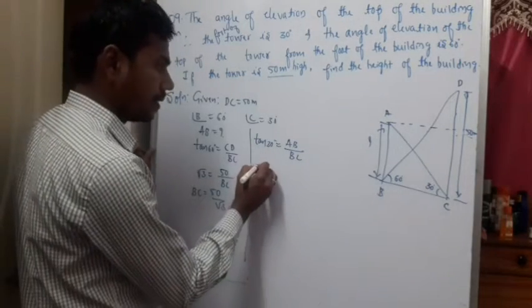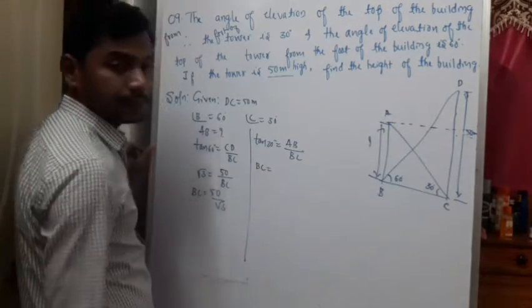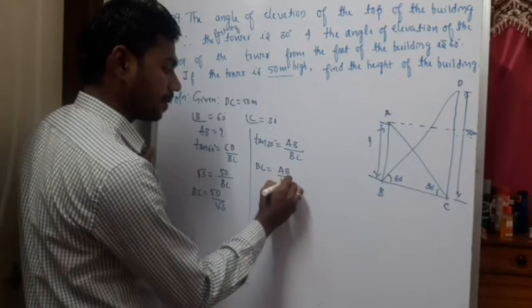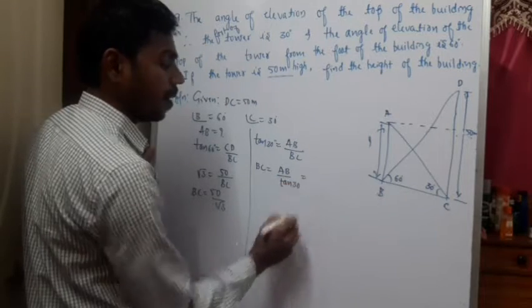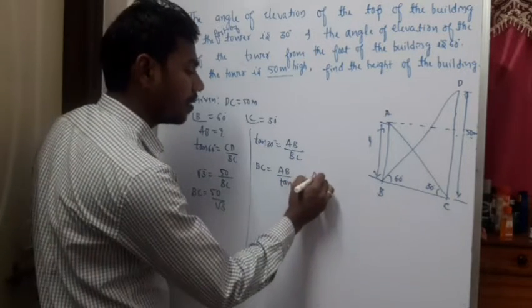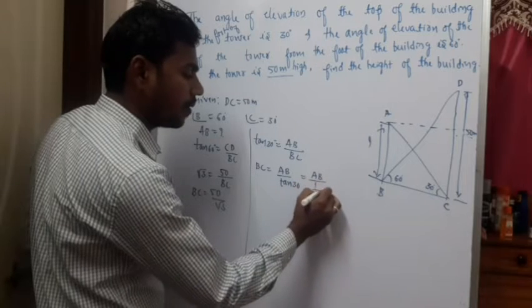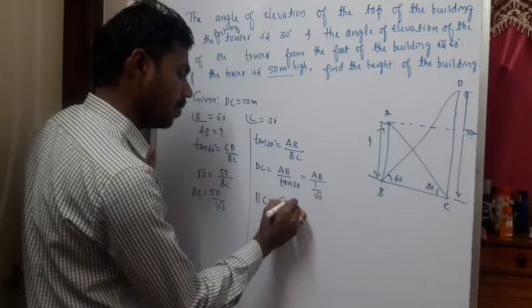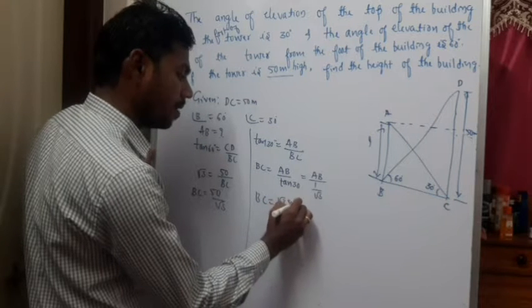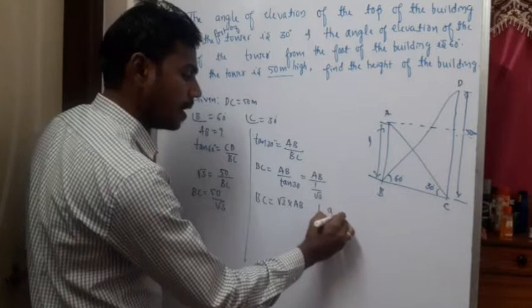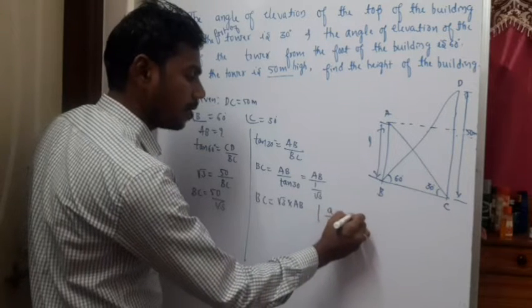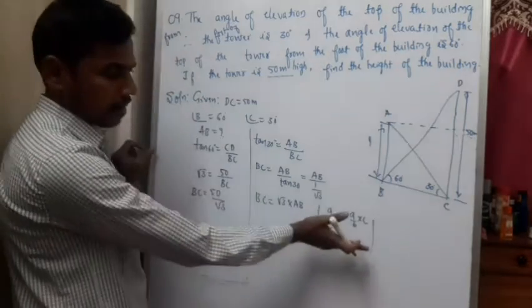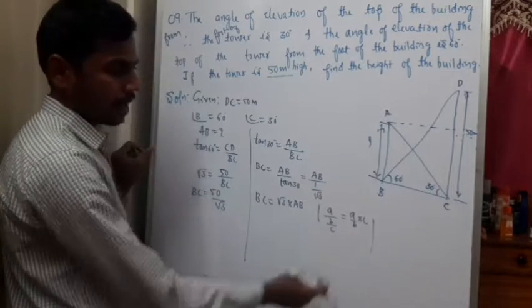Or else BC is equal to AB by tan 30. What is AB? We need to calculate. Tan 30 is 1 divided by root 3, so BC is equal to root 3 into AB. Because it is in the form of A divided by B by C, which is equal to A by B into C. This is your hint. Actually, you need not write this in the examination. To make you understand, I have written this.